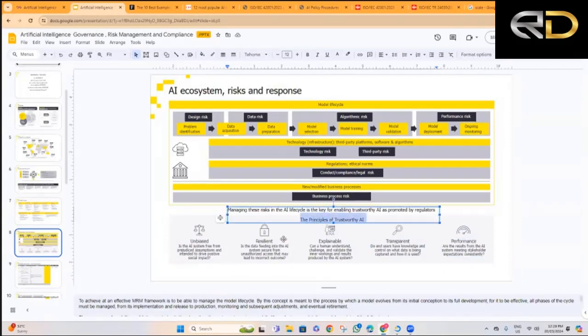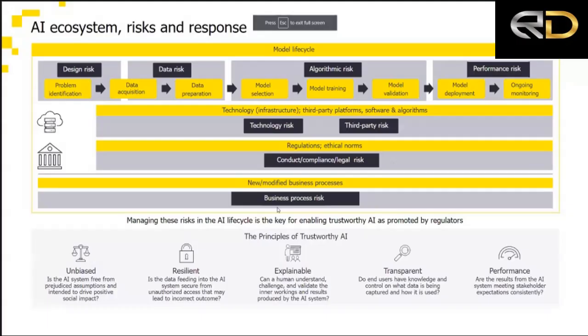So after looking at these principles of trustworthy AI, what are the threats and opportunities? What can help you, or what can prevent you from having an AI model that human beings can understand, challenge, and validate? What can help you, or what can prevent you from having a transparent AI? Throughout the model life cycle, we start from problem identification, data acquisition, data preparation, model selection, model training, model validation, model deployment, and ongoing monitoring. This is basically how we use an AI model.